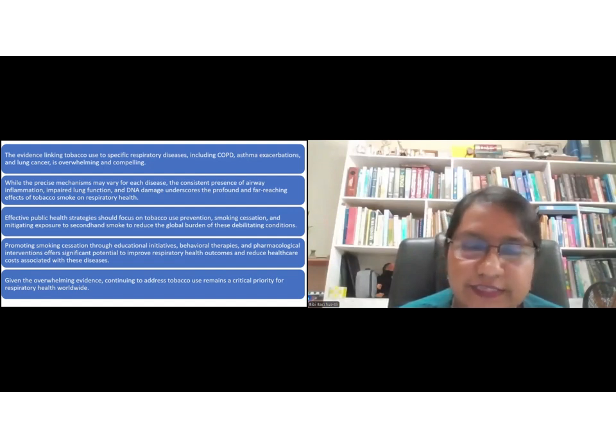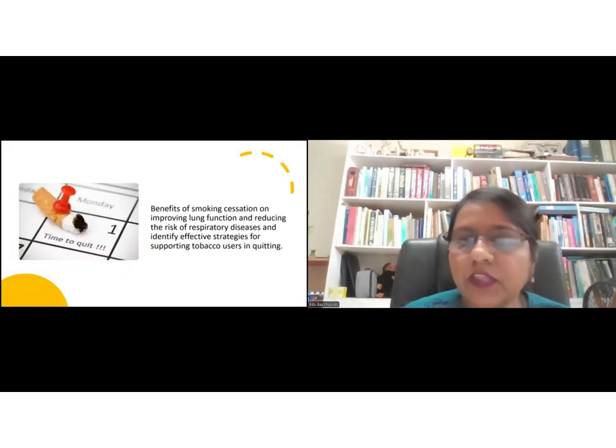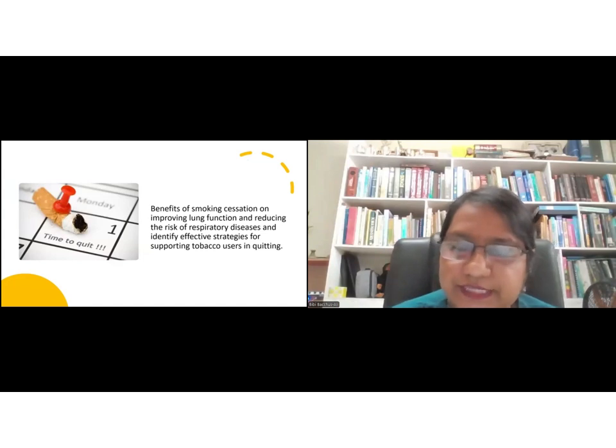Promoting smoking cessation through educational initiatives, behavioral therapies, and pharmacologic interventions offers significant potential to improve respiratory health outcomes and reduce healthcare costs associated with these diseases. Given the overwhelming evidence, continuing to address tobacco use remains a critical priority for respiratory health worldwide. Now, moving on to the benefits of smoking cessation on improving lung function and reducing the risk of respiratory diseases, and identifying effective strategies for supporting tobacco users in quitting.